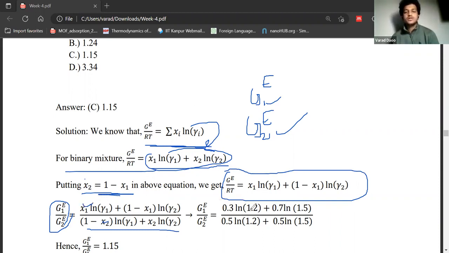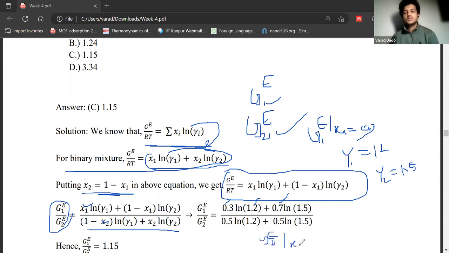We just put in the values. It is given that gamma 1 is 1.2 and gamma 2 is 1.5, and G1E bar is nothing but at x1 equal to 0.3. That means x2 is going to be 0.7. So this multiplied by this plus this multiplied by this. And G2E bar is nothing but at x2 equal to 0.5, which means x1 is also going to be 0.5. So we put in the values and then we get this expression.